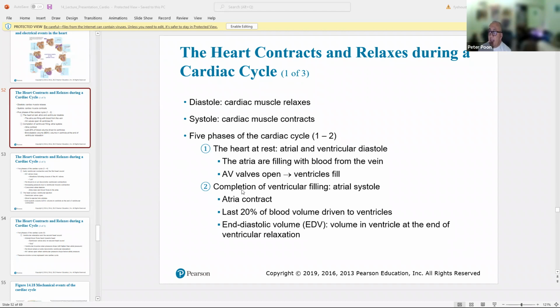Okay, the next thing is the completion of ventricular filling. The atria contract, squeezing the last little bit of volume into the ventricles. The end diastolic volume, a really important number to understand, is the volume in the ventricle at the end of ventricular relaxation. Which means it's the total amount of blood that's in the ventricle, and that will eventually be squeezed out somewhere.